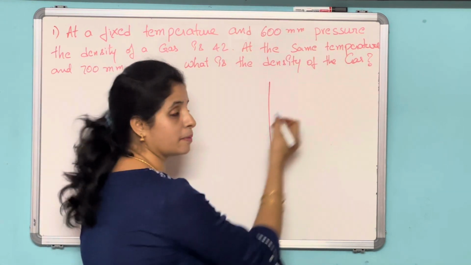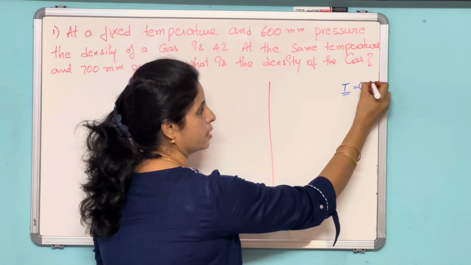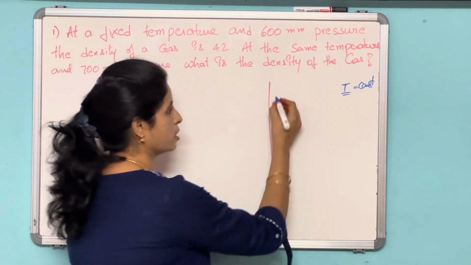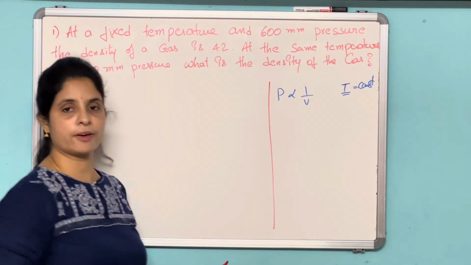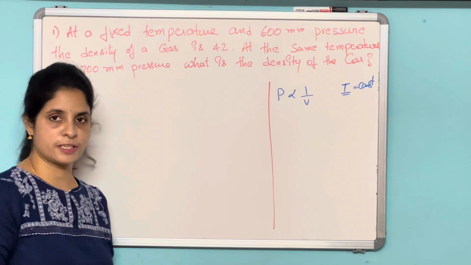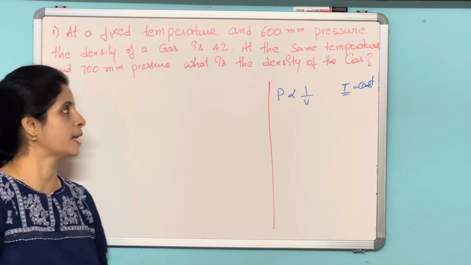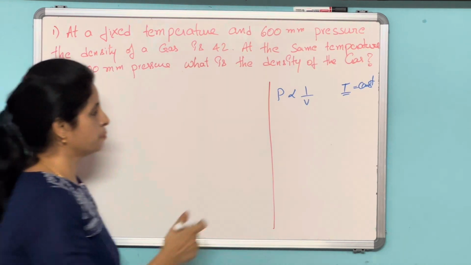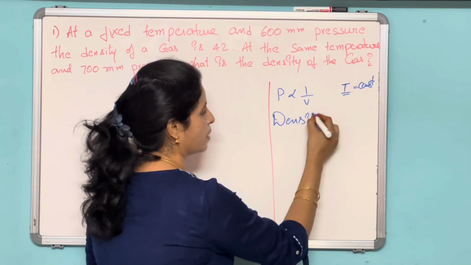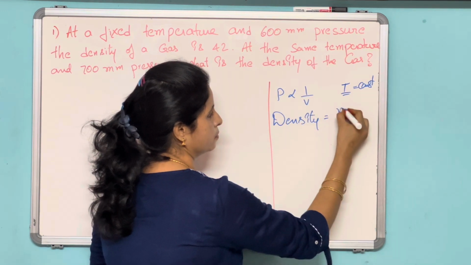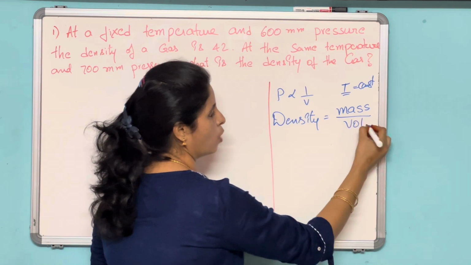At a constant temperature, pressure is inversely proportional to volume for a given amount of a gas. That is Boyle's law. Now here, what is density? Density is equal to mass by volume.